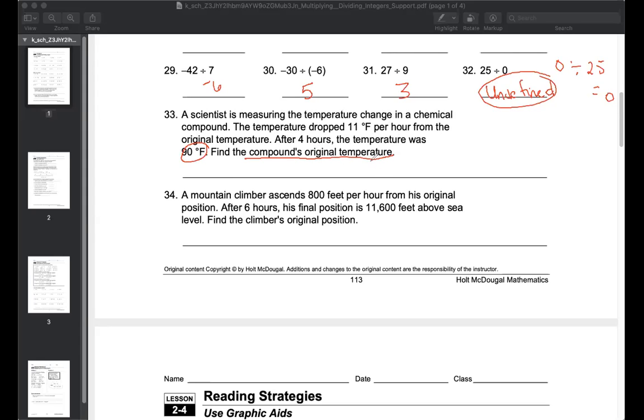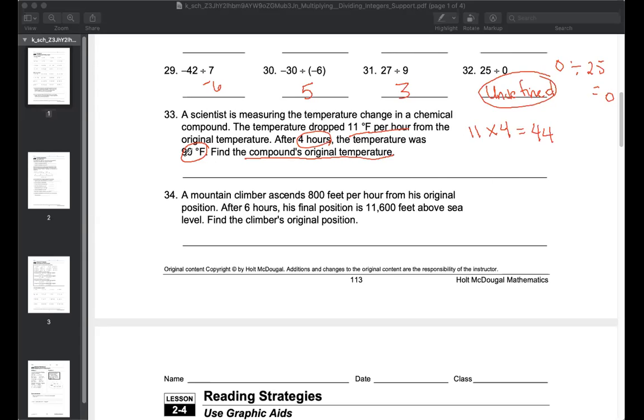It says the temperature dropped 11 degrees Fahrenheit per hour from the original temperature. Yep. And then it says after 4 hours. Good. All right. So 11 degrees per hour for 4 hours. That means I have to do 11 times 4. What's 11 times 4? That's 44. Oh, 44, I'm sorry. No, it's all good.